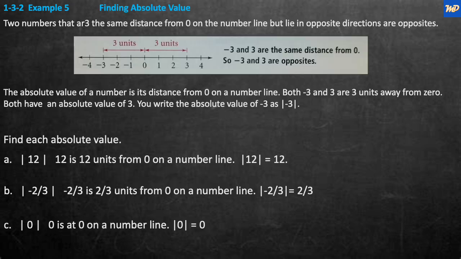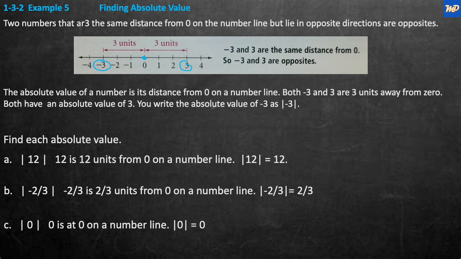Okay, good. Example 5, finding absolute value. Two numbers that are the same distance from 0 on the number line, but lie in opposite directions, are opposites, right? So here, let's look at the number line. We start here at 0. Negative 3 and 3 lie the same distance from 0, 3 units from 0, right? So negative 3 and 3 are opposites, okay?